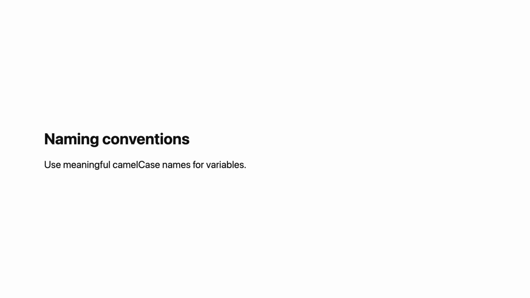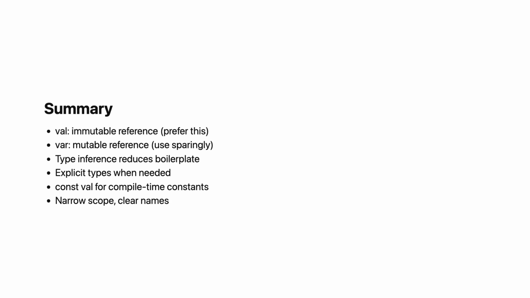Choose meaningful names. Count is better than c. Username is better than s. The name should explain the purpose. Avoid abbreviations unless they are universally understood. ID, URL, HTTP are fine, tmp and mgr are not. Good names make code readable without comments.